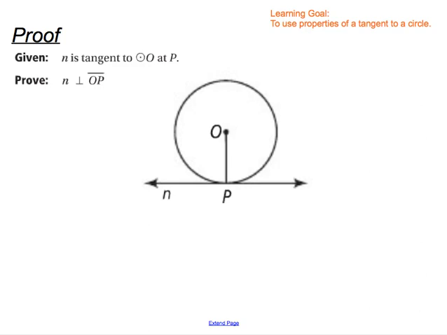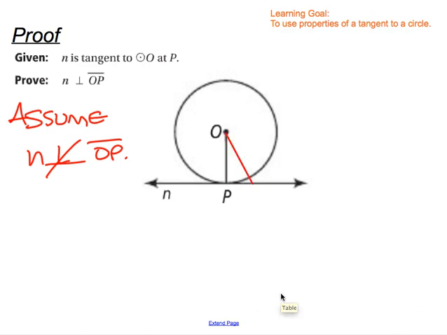So here we're given line N, which is tangent to circle O at point P. We want to prove that N is perpendicular to segment OP. I'm actually going to do this as an indirect proof. So if you remember an indirect proof, the first thing I'm going to do is assume that N is not perpendicular to segment OP. Well, what happens if N is not perpendicular to OP? If that's the case, then there must be some other line that does meet at a right angle.